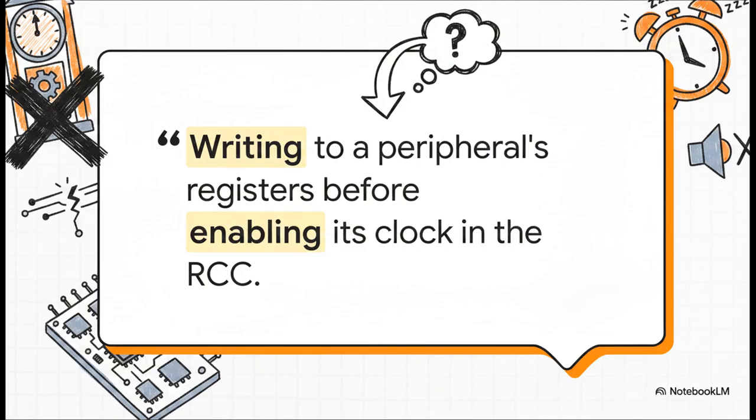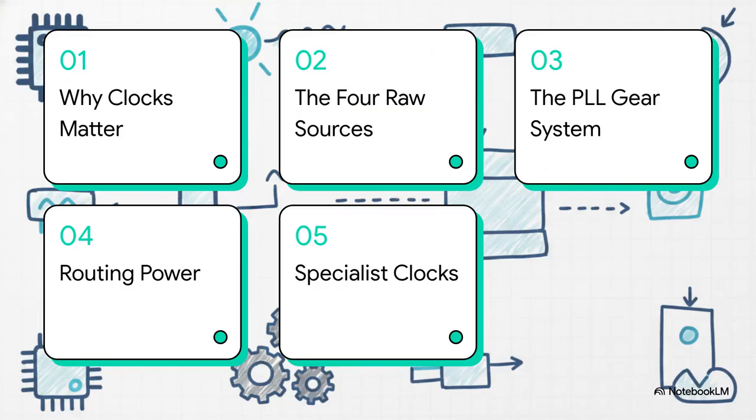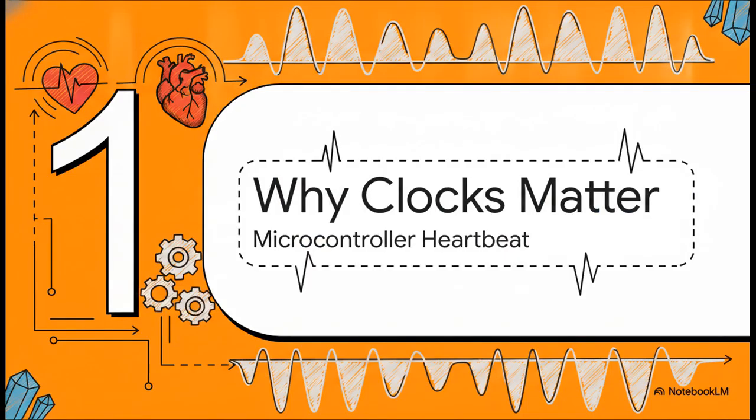So, let's look at our roadmap and see exactly how we're going to fix this hardware blind spot once and for all. Here's our agenda for today's journey. First up, why clocks matter. Second, the 4 raw sources. Third, the PLL gear system. Fourth, routing power to peripherals. And finally, specialist clocks and troubleshooting. Basically, we're going to track the physical path of a clock signal from its absolute origin all the way down to a specific peripheral. All right, diving right into Section 1, why clocks matter, the heartbeat of your microcontroller.